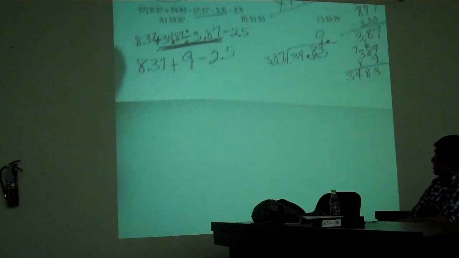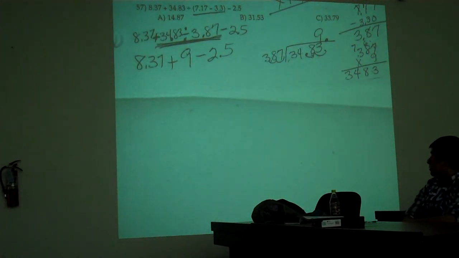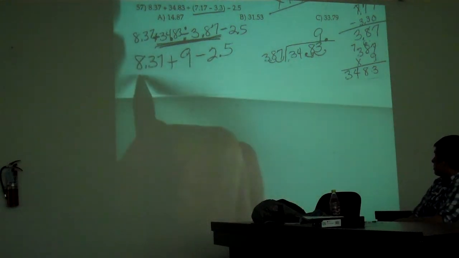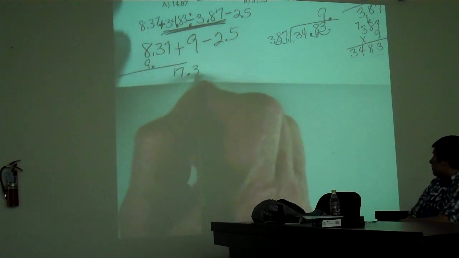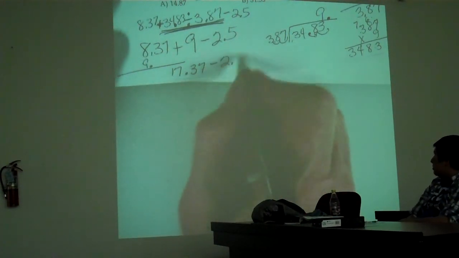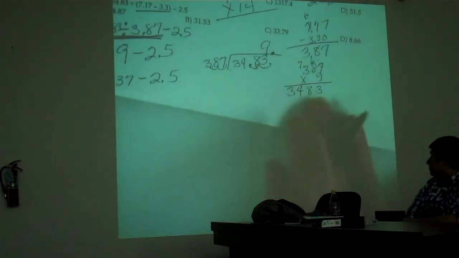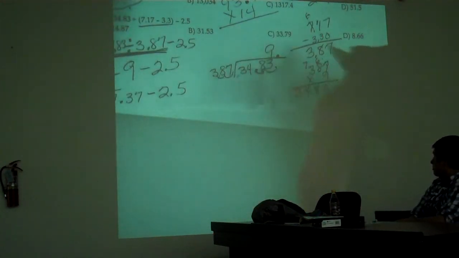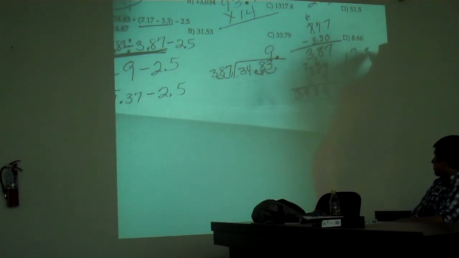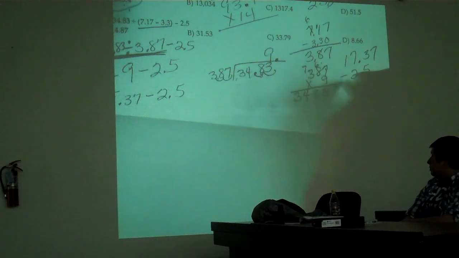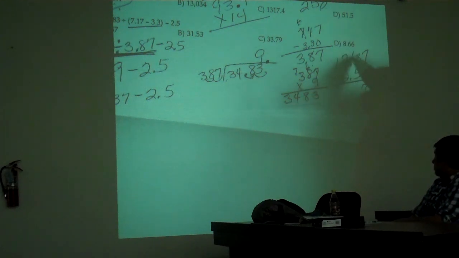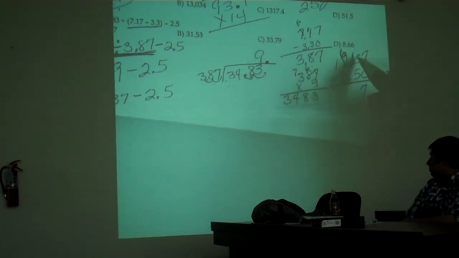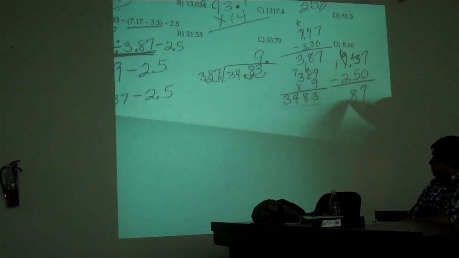So now you have 8.37 plus 9 minus 2.5. So if you add the 9 to the 8.37, you have 17.37. Then subtract 2.5. And I need to write that where I have room to write it somewhere here. 17.37 minus 2.5. Add your 0. 7 minus 0, 7. You need to borrow. Make sure you show your borrowing. 13 minus 5 is 8. 6 minus 2 is 4. Bring the 1 down.